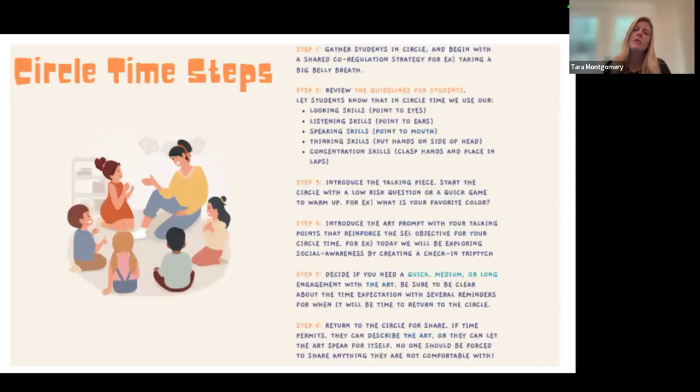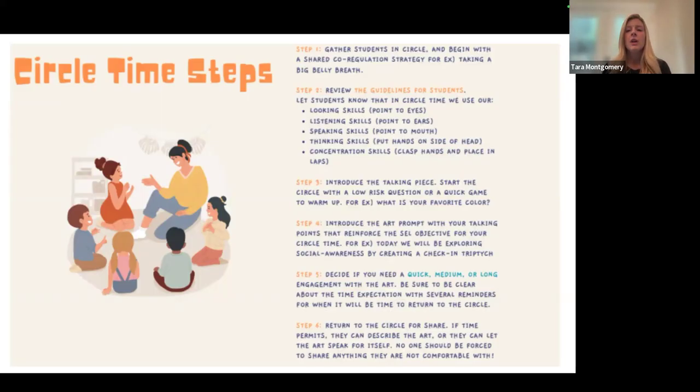And here are the steps that make it a little bit different than your practical circle time. And this is how it relates more to art. So you would have your students gather in their circle, begin with a co-regulation strategy. Just take a big, deep belly breath, just to get everyone comfortable. And then review those guidelines: looking skills, listening skills, speaking skills, thinking skills, concentration skills. And then you're going to introduce the talking piece.